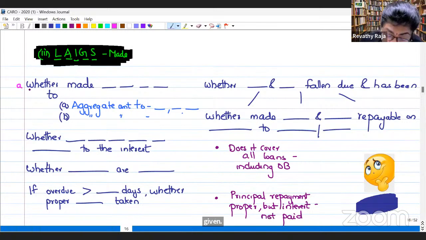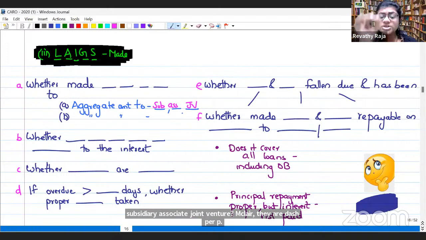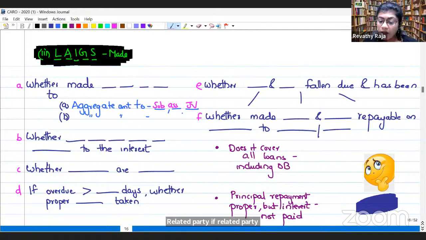Now listen carefully. A, B, C, D, E, F. Now, these loans given in the balance sheet, do they separate it and show how much was given to subsidiary company, associate company, joint venture, and how much was given to others? No. What is the issue with respect to subsidiary, associate, joint venture? They are related parties. If related party, risk is more. High risk.